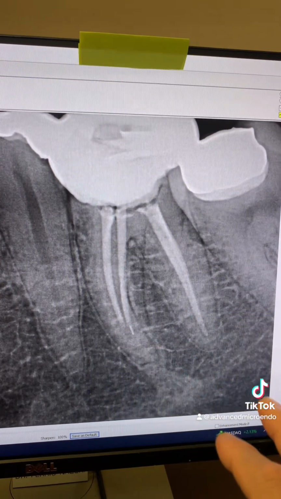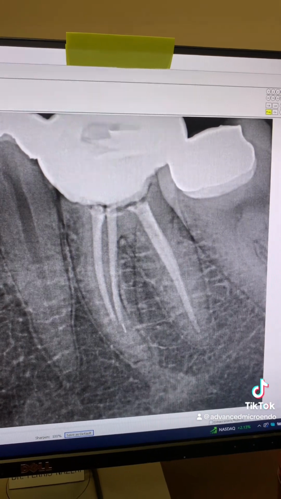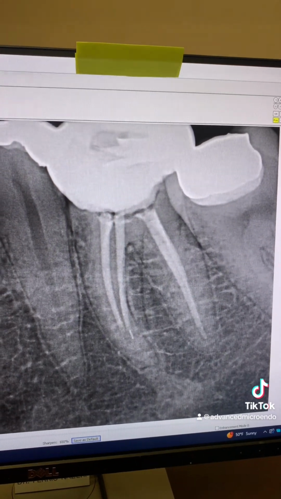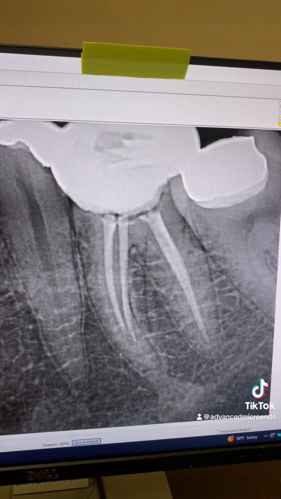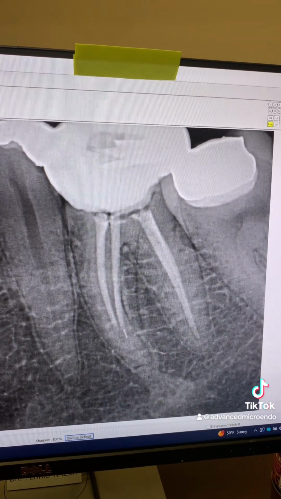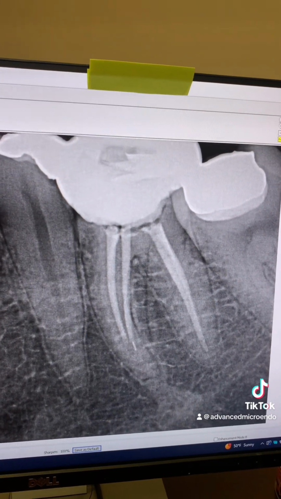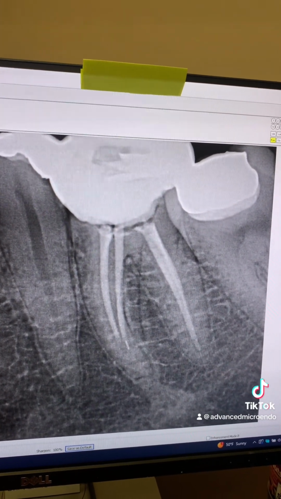So we talked about options. I told the patient I may not even be able to remove this broken instrument. My goal would be to try to remove it, but I can only do my best. If I can't remove it, then I'll try to bypass it, but I can't guarantee anything. I can guarantee that I'll do my best, and we'll see what happens. The patient said, okay, let's go ahead and try.